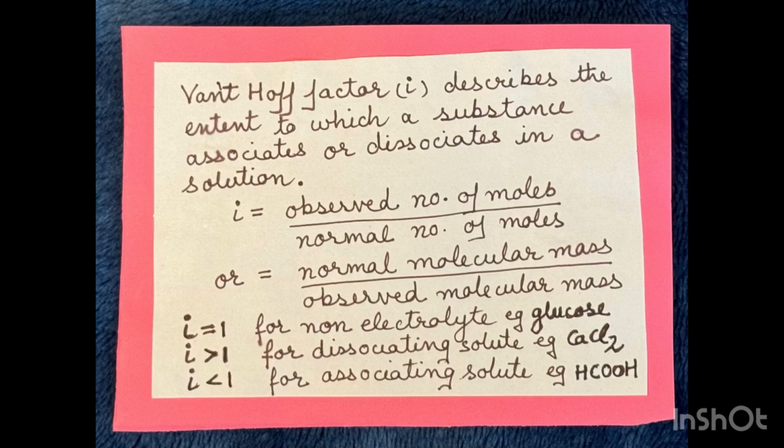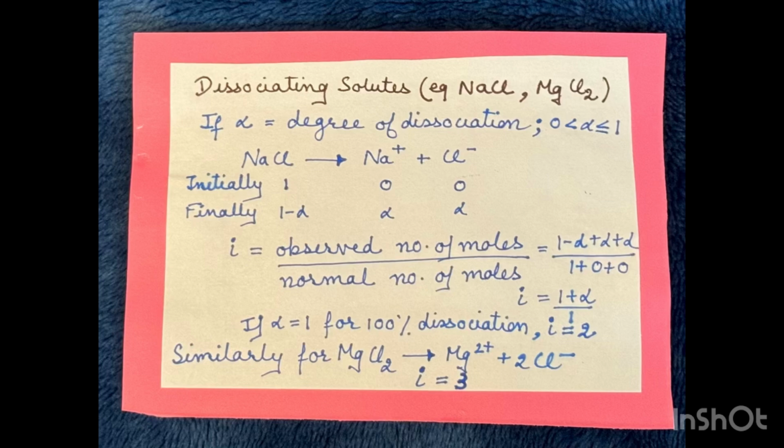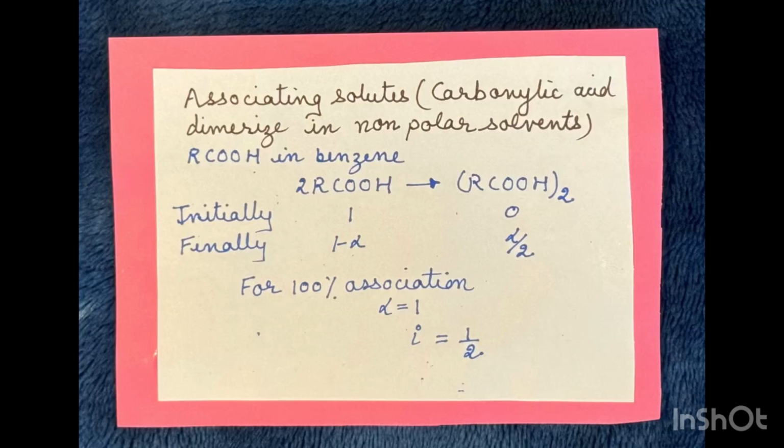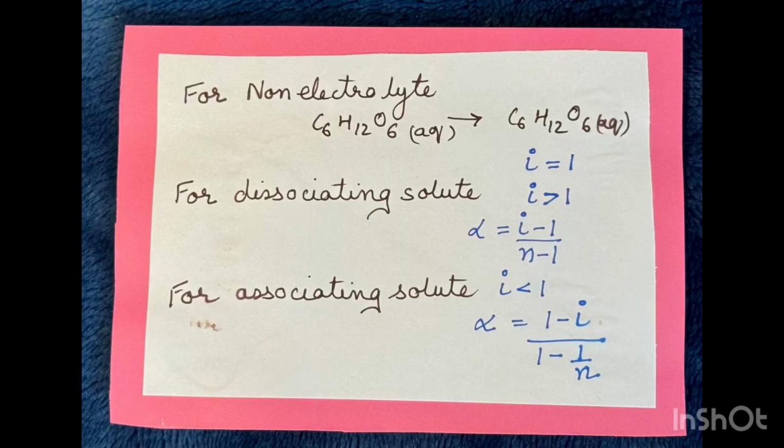Interestingly, i equals 1 for a non-electrolyte, for example glucose; i is greater than 1 for dissociating solutes, for example calcium chloride; i is less than 1 for associating solutes, for example formic acid. Dissociating solutes include sodium chloride and magnesium chloride. Now NaCl in aqueous solution will give Na+ and Cl-, so i equals 2, and for MgCl2, i equals 3. Next, for associating solutes, carboxylic acids dimerize in non-polar solvents. Here, for 100% association, alpha is equal to 1, and i will come out to be half. They dimerize because of hydrogen bonding.